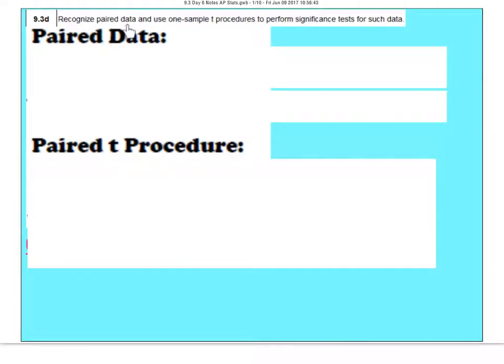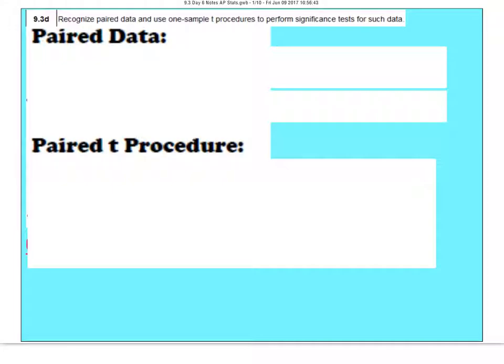9.3D, we're going to recognize paired data and use a one-sample T procedure to perform significance tests for that data. So what is paired data? We've actually looked at it a little bit back when we did the Coca-Cola example, when students were asked if caffeine impacted their pulse rate.